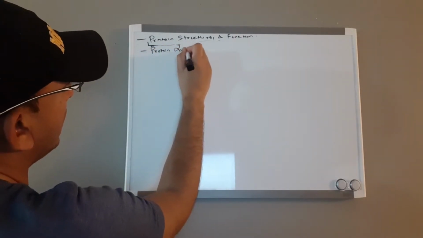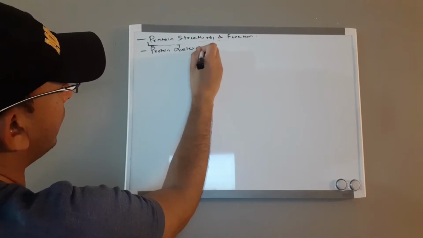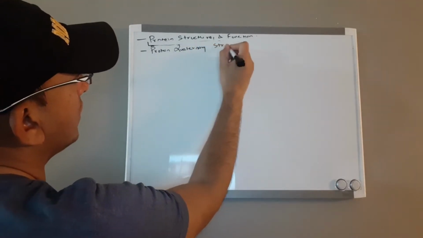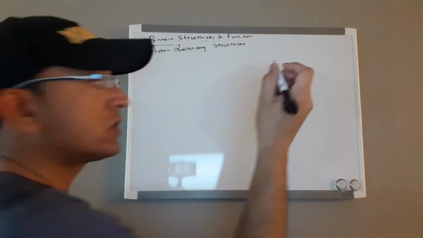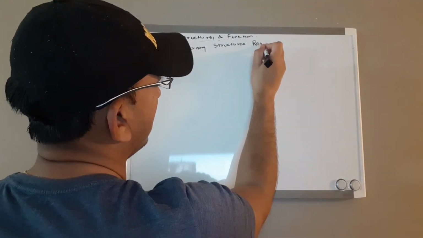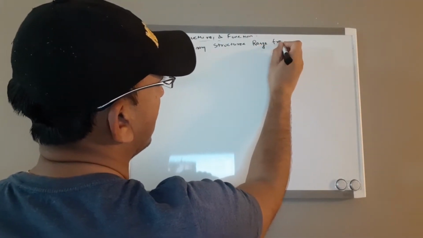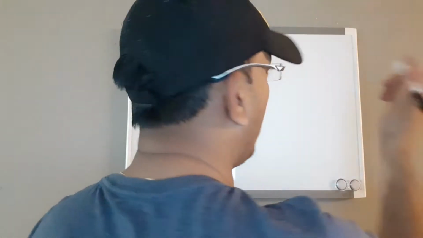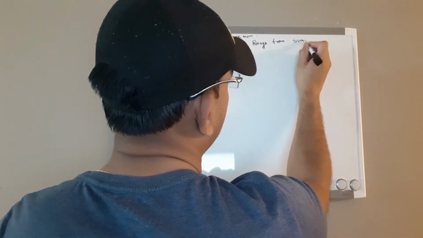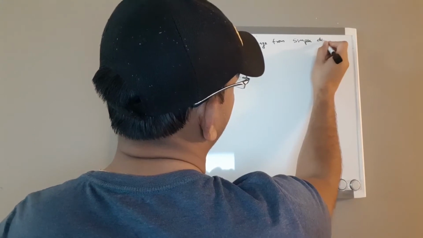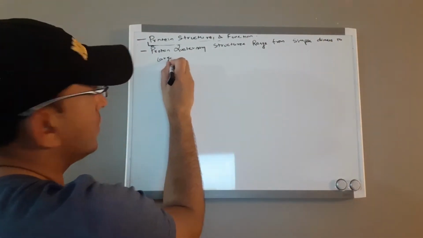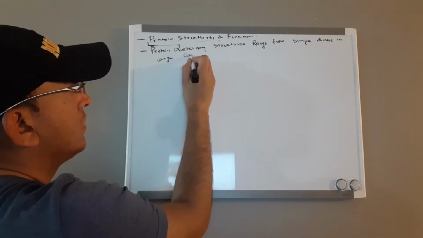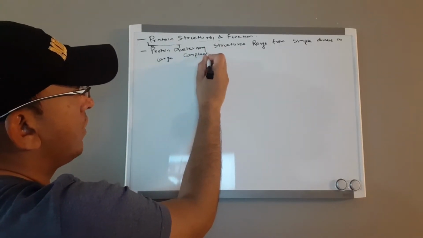Protein quaternary structures range from simple dimers to the large complexes, right? To large complexes. Okay, so what does that mean?